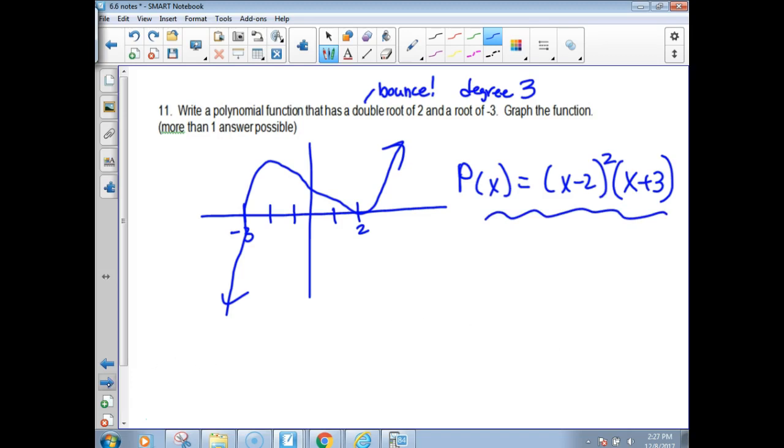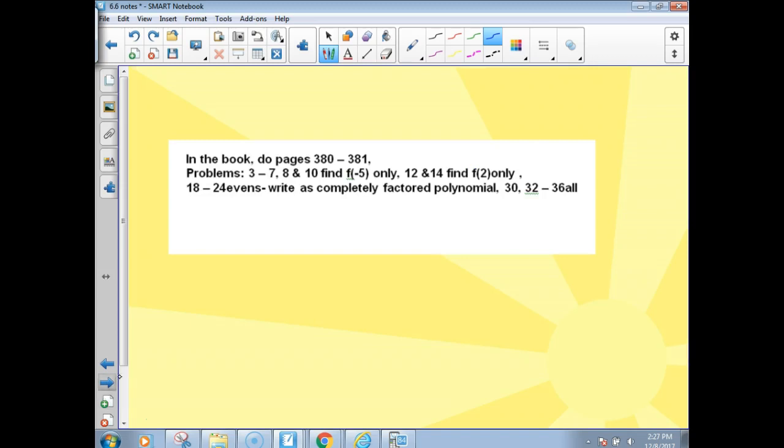Okay, your assignment is on page 380. Guess what I did? I made a worksheet with the book page on it. Okay, so I'm going to pass it out to you now. And have a wonderful weekend. Oops, wait, it might not be weekend next time.